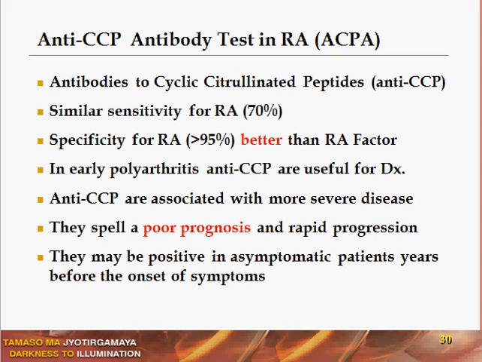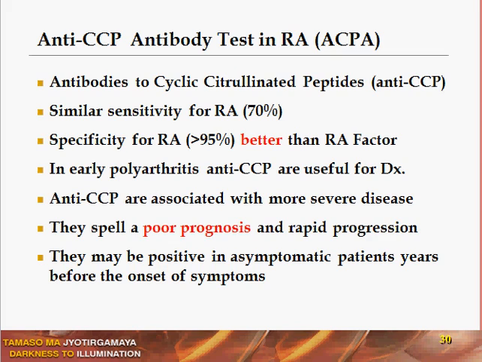A relatively newer test called the anti-CCP antibody test in rheumatoid arthritis. In this part of the world we say it is anti-CCP. In the United States they call it antibody against citrullinated protein, anti-citrullinated protein antibody, ACPA, and we call it anti-cyclic citrullinated peptide antibody or anti-CCP. CCP stands for cyclic citrullinated peptide.